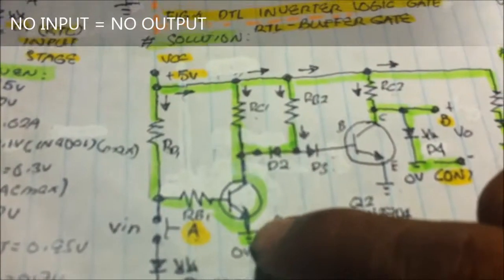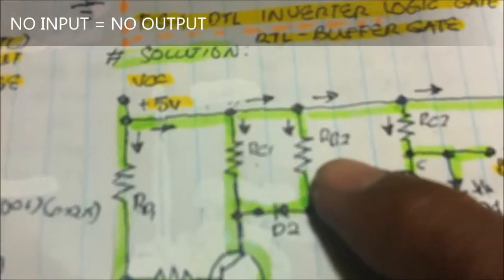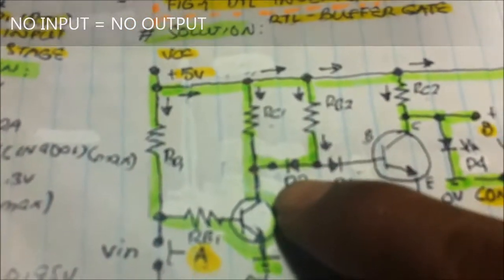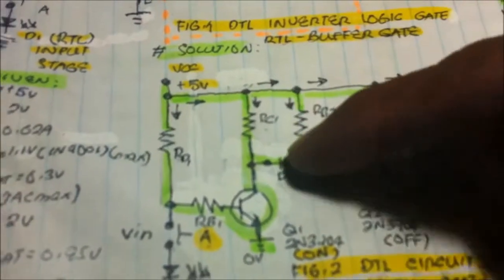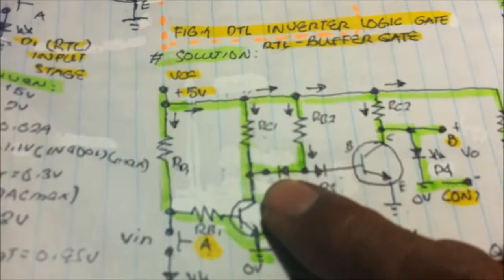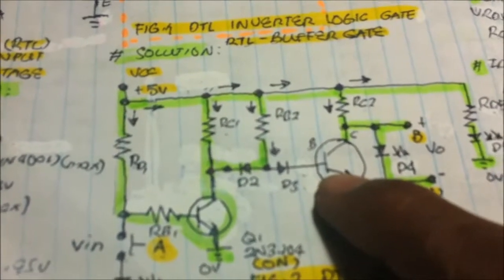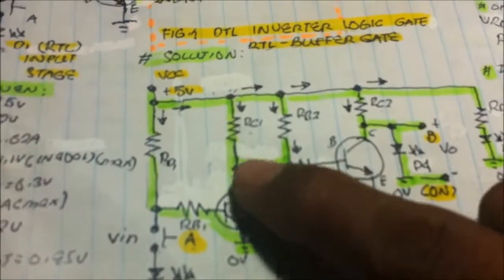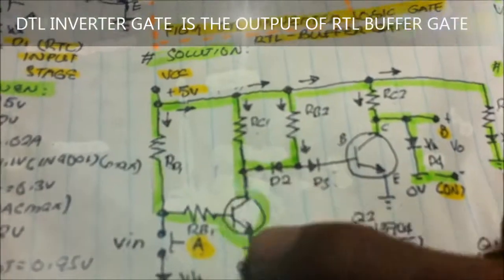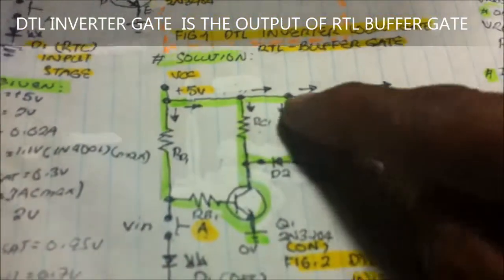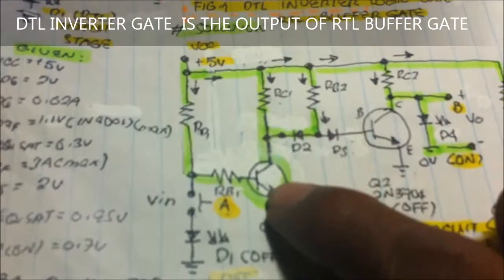Since this is shorted to the ground, now the current flows into this resistor, RB2, into the D2, our diode, DTL gate, this part, which is now the input side of the second gate, the DTL gating circuit. The input of this is the output of the RTL, this node. Current flows into the resistor, to the diode, to the ground, since this is saturated.